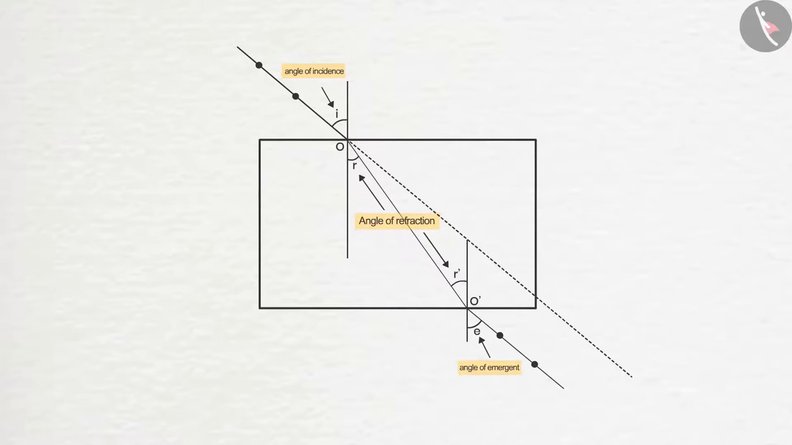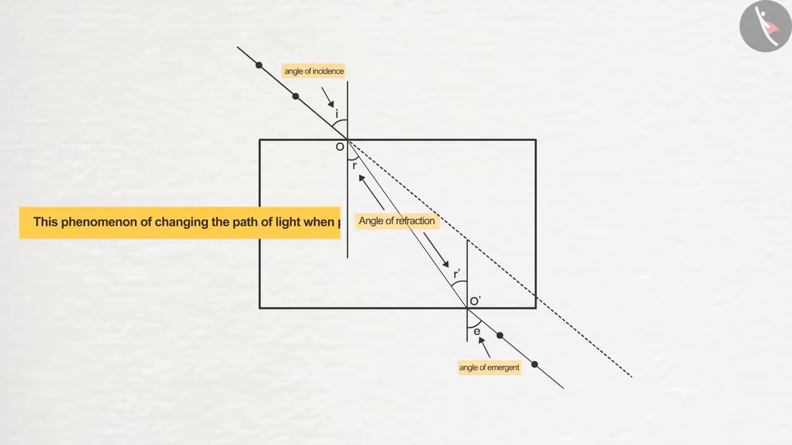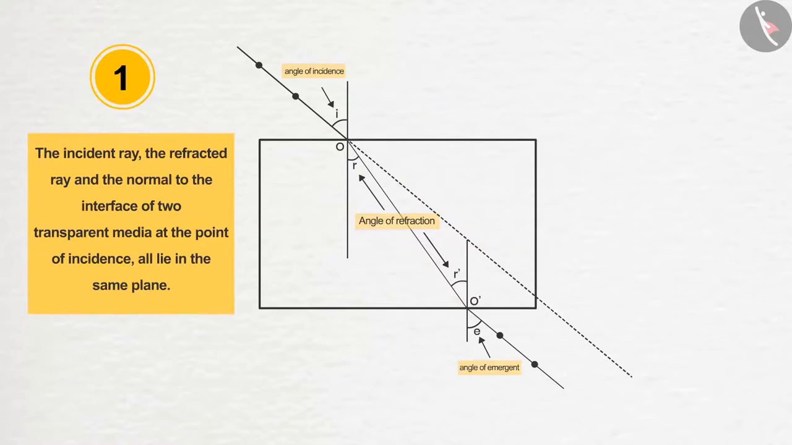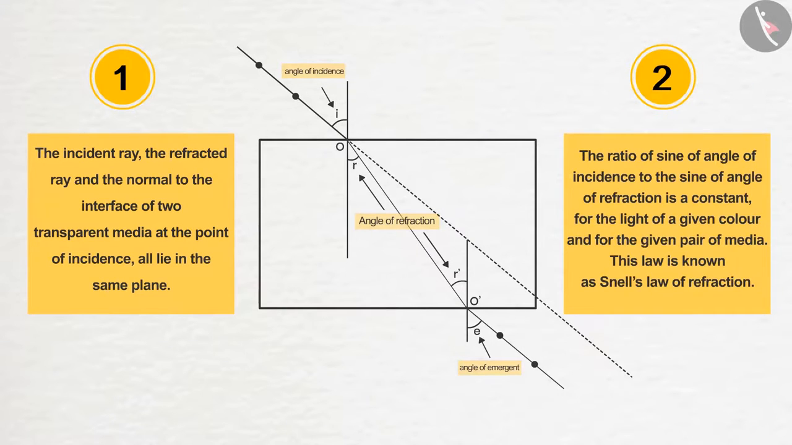A deflection can be seen between both the lines. Or it can be said that the ray of light changed its path while passing through the glass slab. This phenomenon of changing the path of light when passed through different transparent media is known as refraction of light. The incident ray, the refracted ray, and a normal to the interface of 2 transparent media at the point of incidence all lie in the same plane.